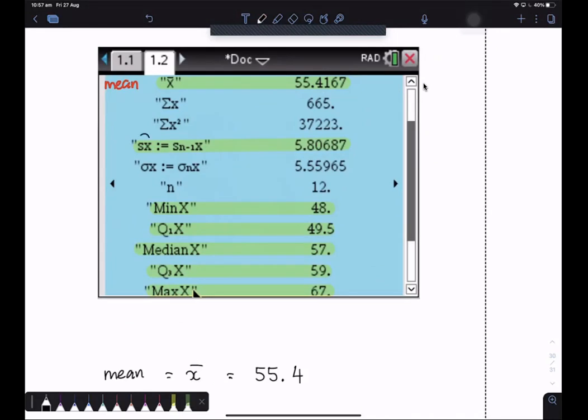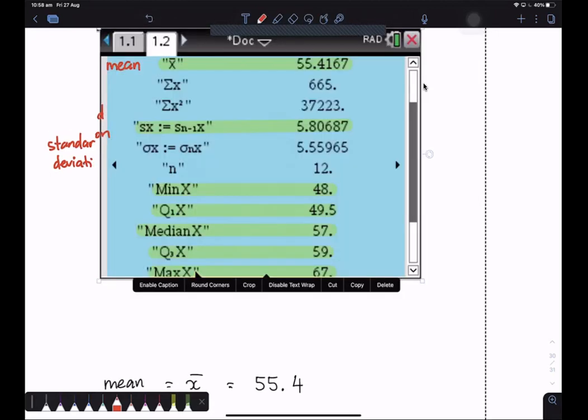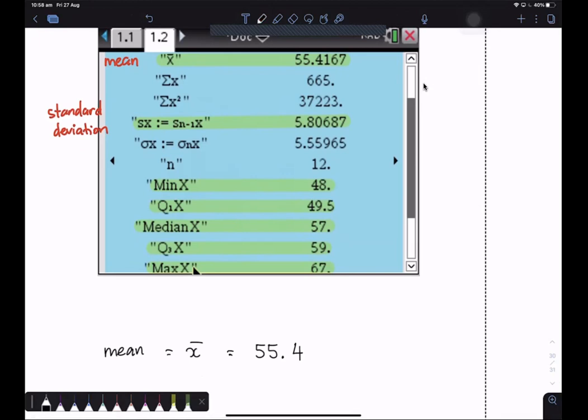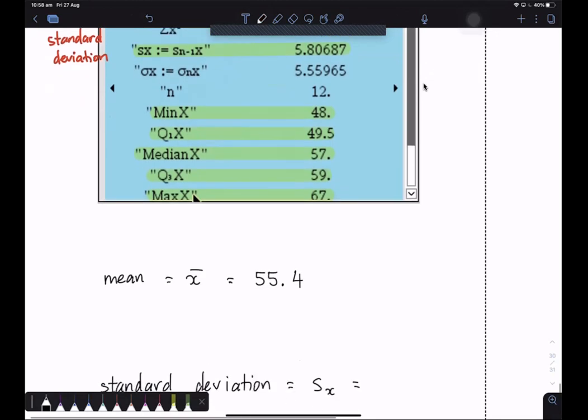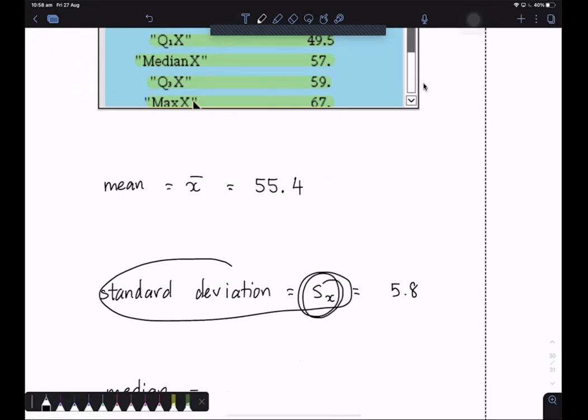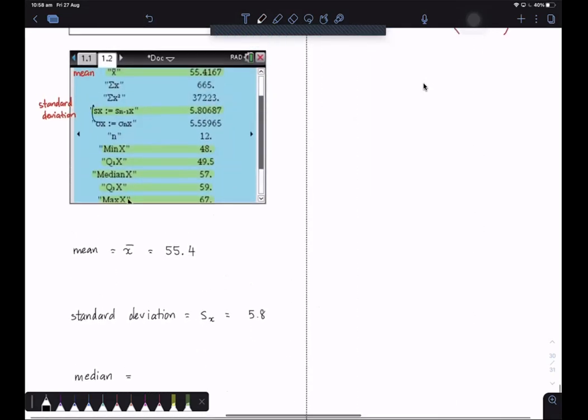What does SX mean? You have a look through, and the next thing we need is the standard deviation. Right, that's our standard deviation. That was the other thing that they wanted. Okay, so I'm going to do that to 1 decimal place again, 5.8. Can you see here, standard deviation, SX? You can see up here, it says SX as well.